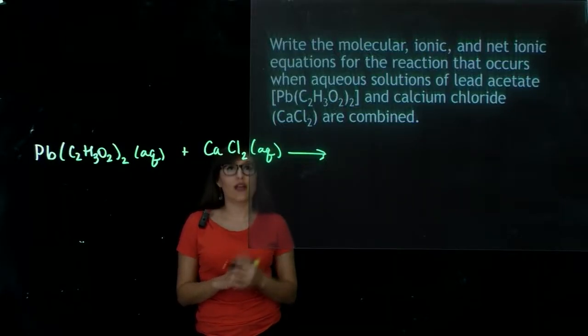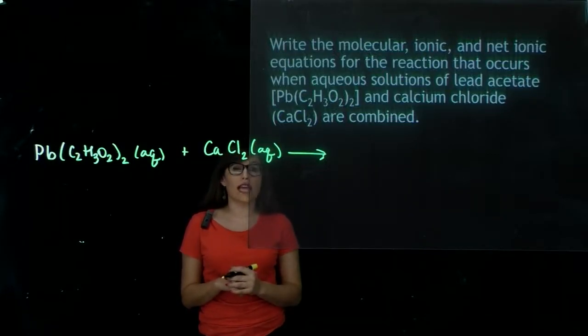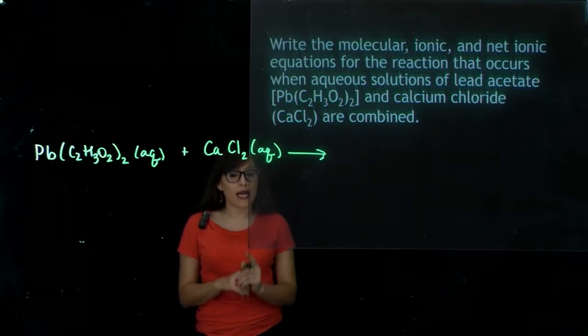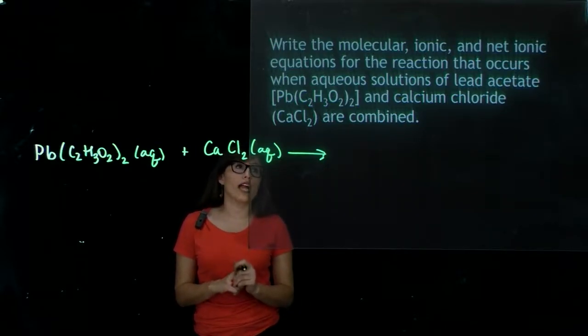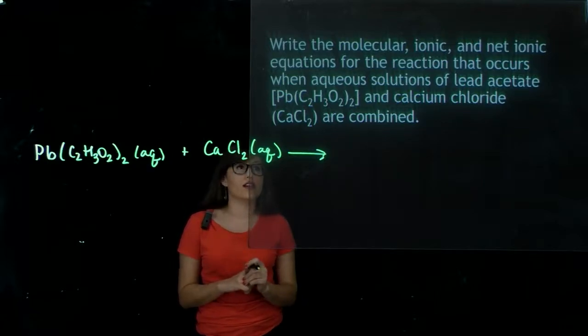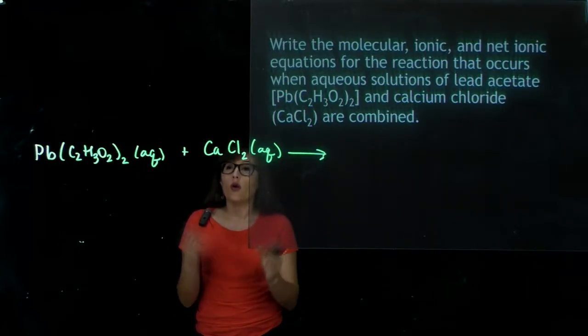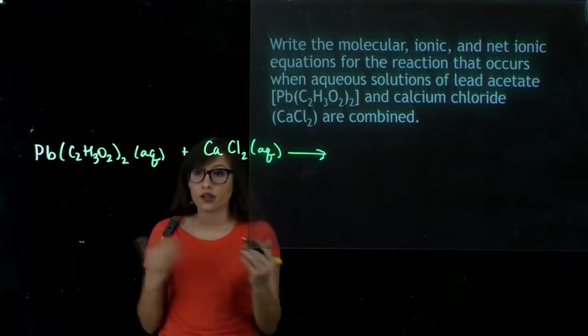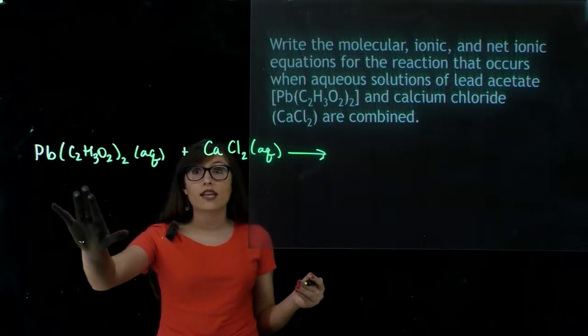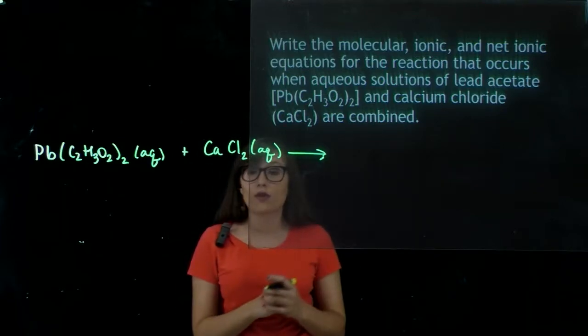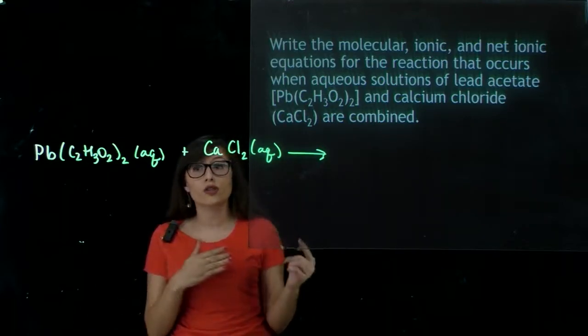Hello and welcome back. The following problem states to write the molecular, ionic, and net ionic equations for the reaction that occurs when aqueous solutions of lead acetate and calcium chloride are combined. Well, I started to write out the molecular equation. I have our lead acetate, aqueous, plus calcium chloride, which is also aqueous, goes to form.